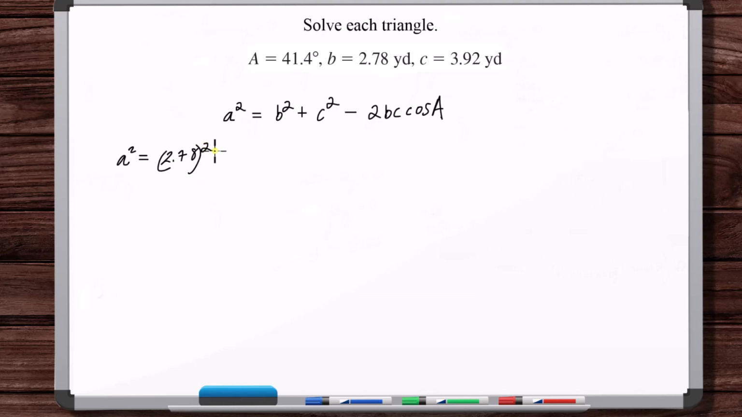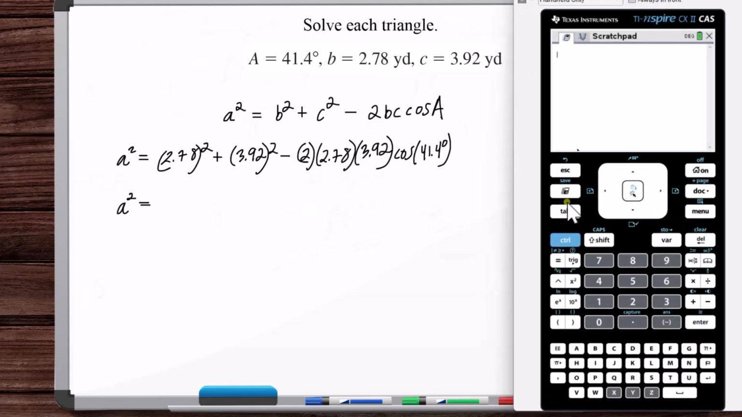Okay, so we've got, let's see, a squared is equal to 2.78 squared plus 3.92 squared minus 2 times 2.78 times 3.92 times cosine of 41.4 degrees.